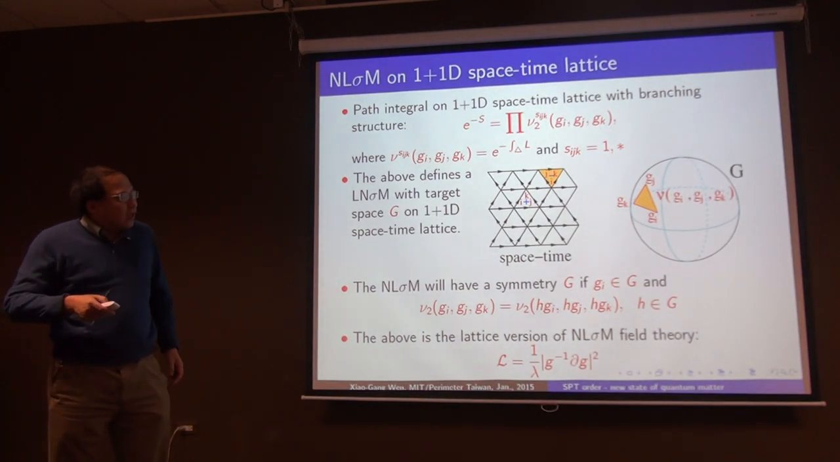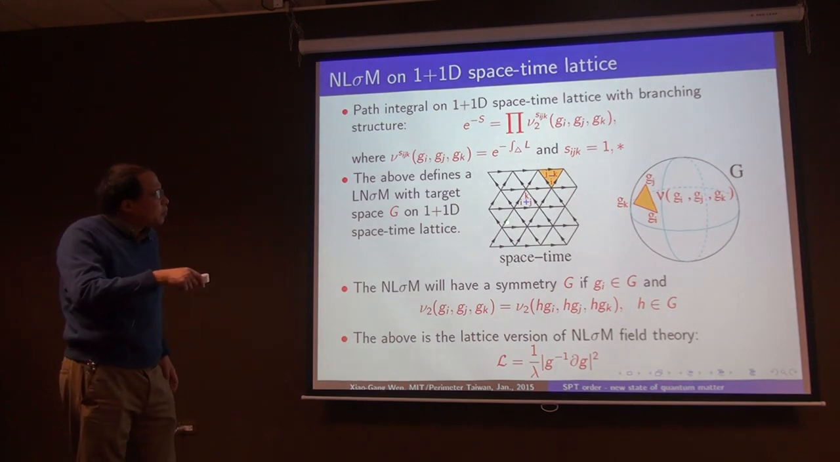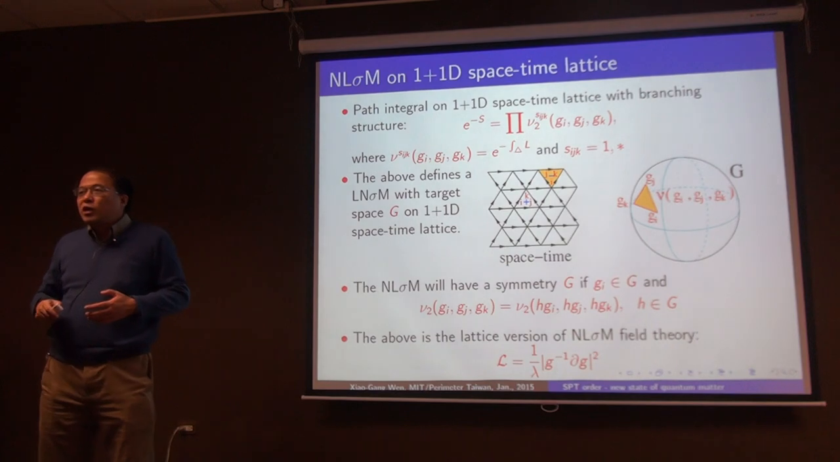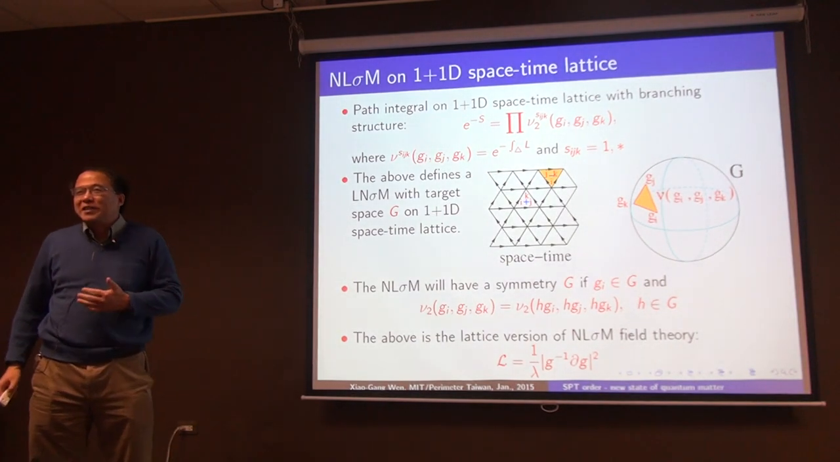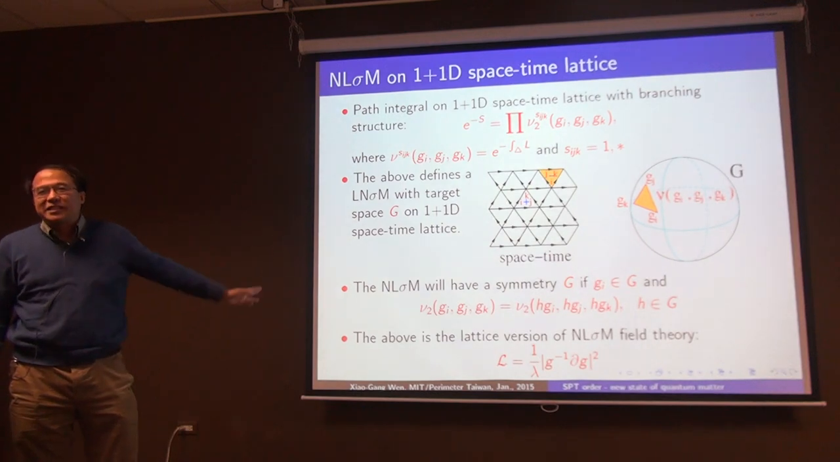Once we put in this kind of arrow, we call it a branching structure. This is very, very important. And actually, we didn't realize this before.